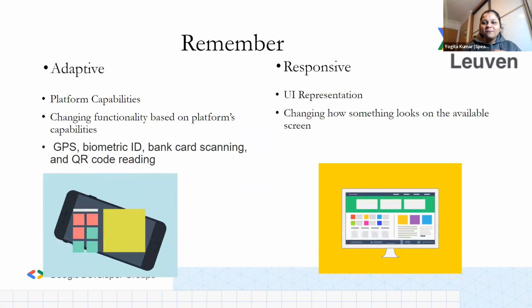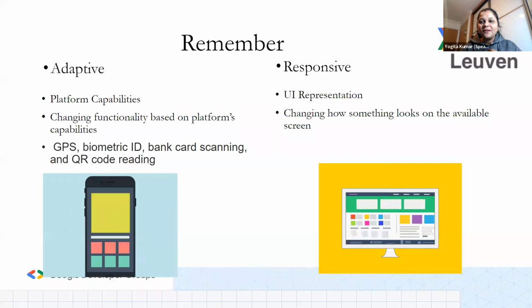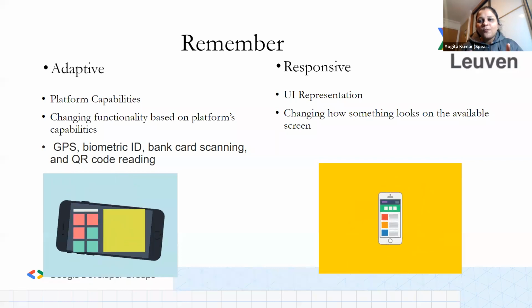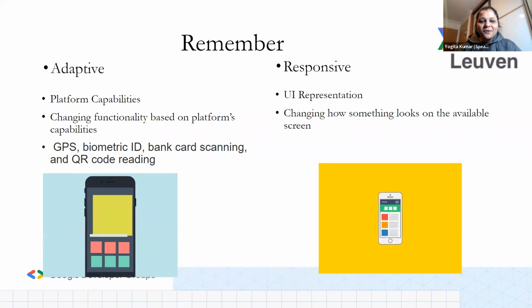The first important part we have to take care of while designing the application is that our application is adaptive and responsive. Now, what is the difference between adaptive and responsive?